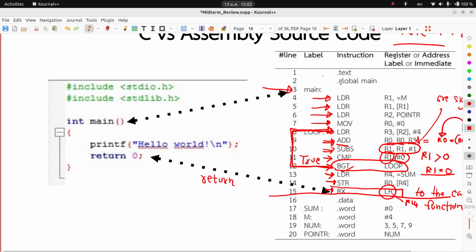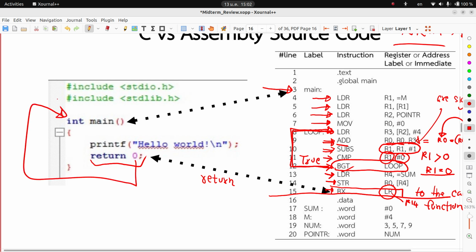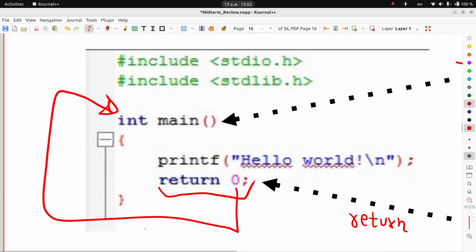So to return in C, you normally return with an integer number. Why do we return an integer number? Because we declare main as an int function. So int means you need to return some integer number. Okay?